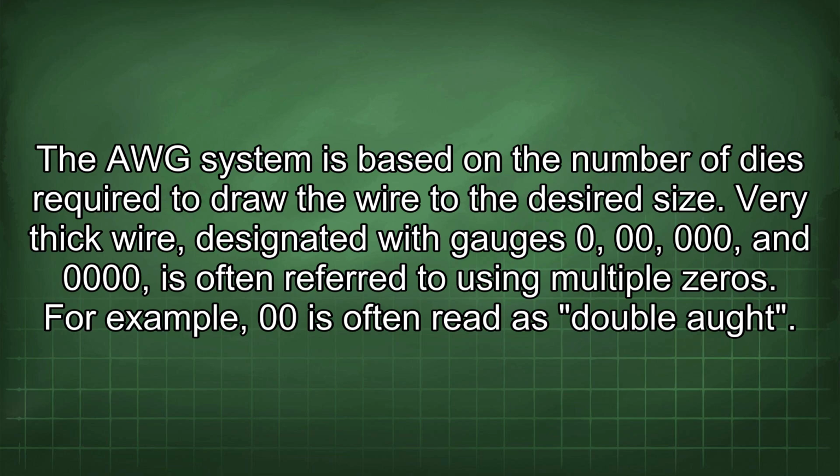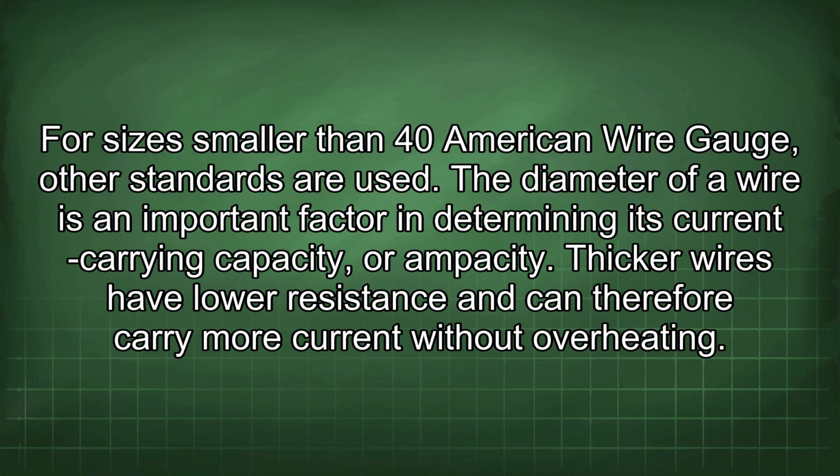Very thick wire, designated with gauges 0, 00, 000, and 0000, is often referred to using multiple zeros. For example, 00 is often read as double aught. For sizes smaller than 40 American wire gauge, other standards are used. The diameter of a wire is an important factor in determining its current carrying capacity, or ampacity.